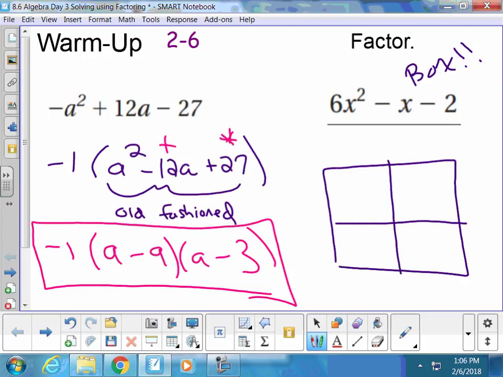You place your first term, the 6x squared, in your upper right box. Is everybody doing this with me in the warm-up section of your notebook? Because this is your warm-up for today. Make sure you have the date 2-6 and you're trying it with me. You're going to stick that -2 in the lower right box. Sure, it's negative. And then you're going to multiply the 6 and the -2 together. And that gives me a -12.